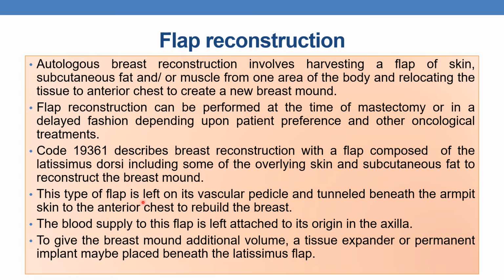This type of flap is left on its vascular pedicle and tunneled beneath the armpit skin to the anterior chest to rebuild the breast. The blood supply to this flap is left attached to its origin in the axilla. To give the breast mound additional volume, a tissue expander or permanent implant may be placed beneath the latissimus flap.